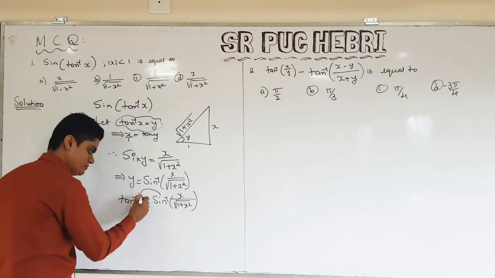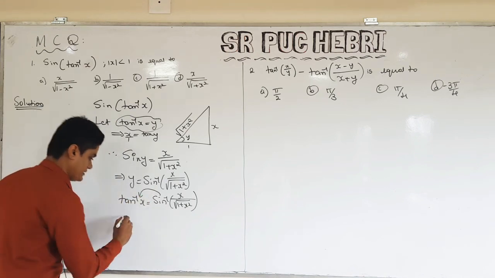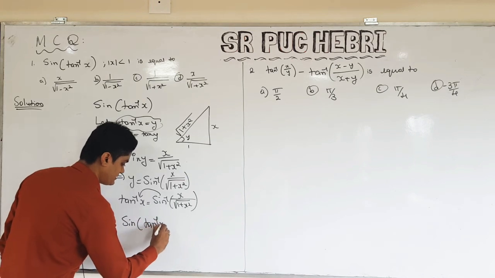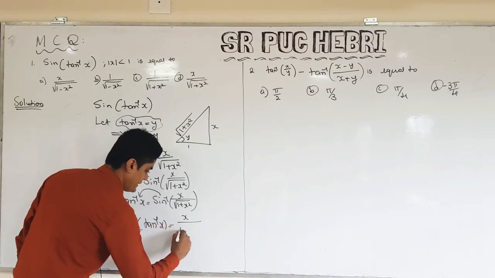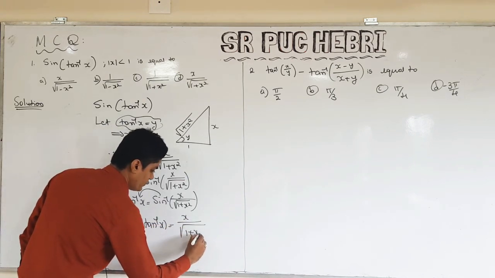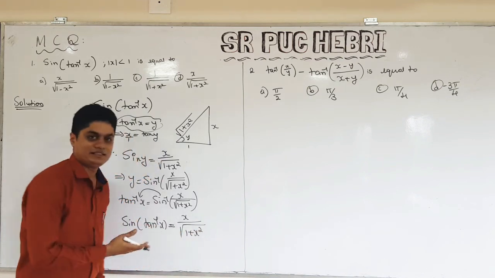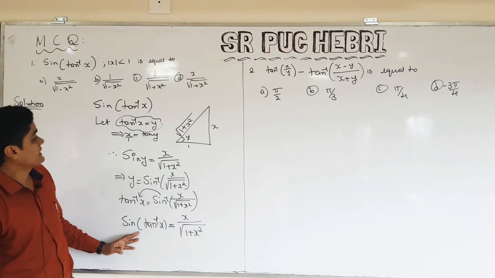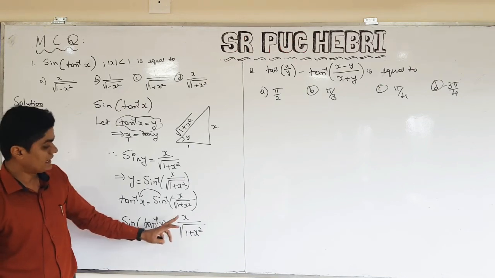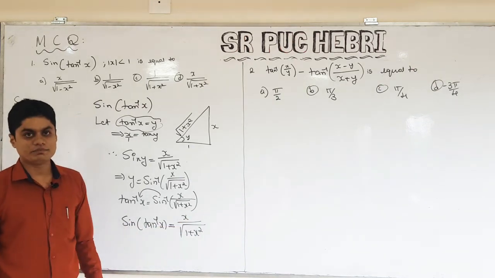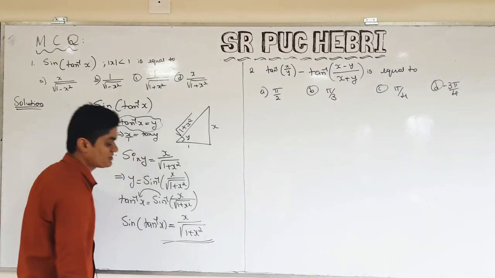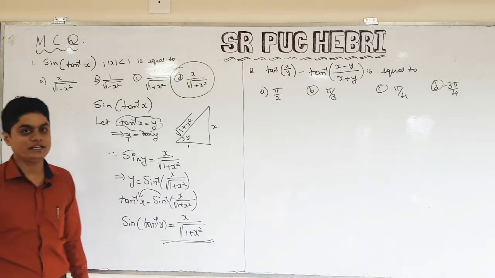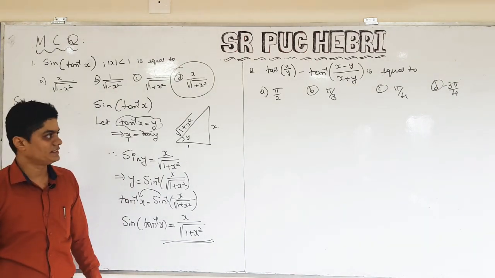Now we want this. Take this sin inverse into the right hand side. So you will get sin of tan inverse of x is equal to x by root of 1 plus x square. Yes, we got the answer. The given left hand side is sin of tan inverse of x, and the answer is x by root of 1 plus x square. So which option is right? Yeah, the fourth option is right. x by root of 1 plus x square.